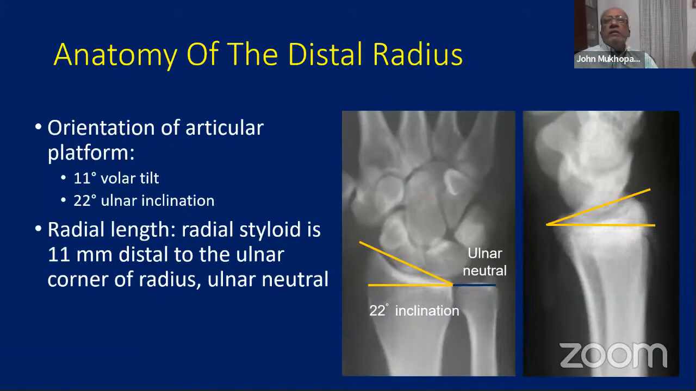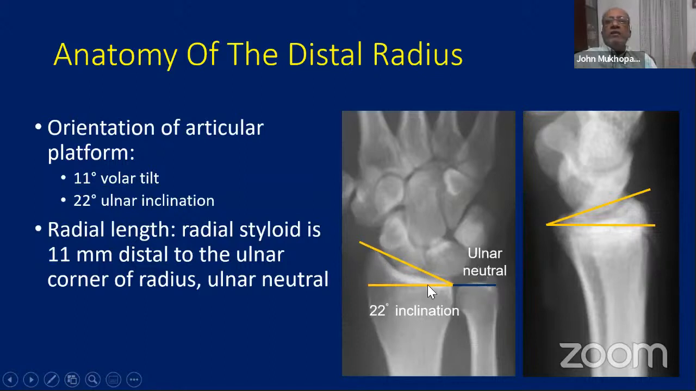The other important thing is the orientation of the articular platform. Remember, there's an 11-degree volar tilt and a 25-degree, so this is the volar tilt, which is 11 degrees, and the ulnar inclination, which is almost 22 degrees. And the height of the radial styloid as compared to the ulnar styloid is around 11 millimeters distal to the ulnar styloid. So this is the radial height.